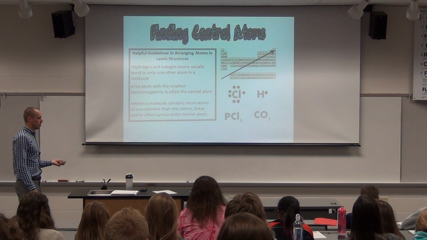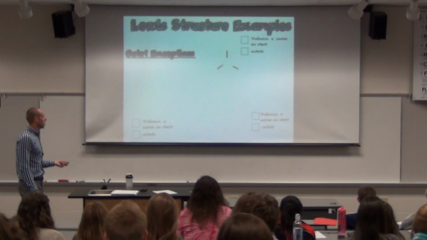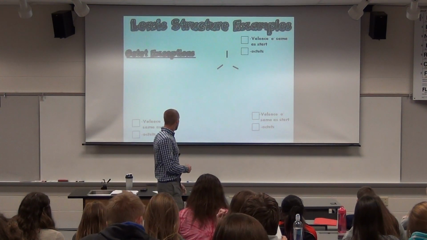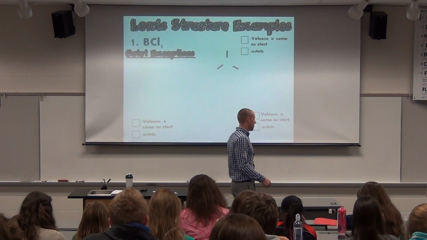Now, we're going to go on to number 10 on your sheet. We're going to do a couple Lewis structure examples. The one that we're going to do is BCl3.